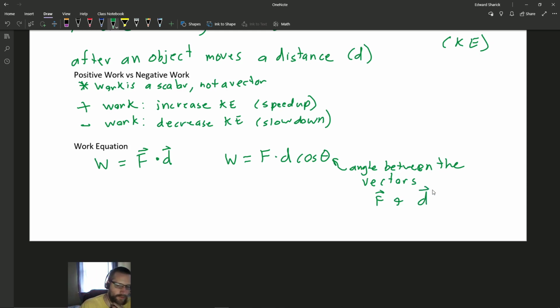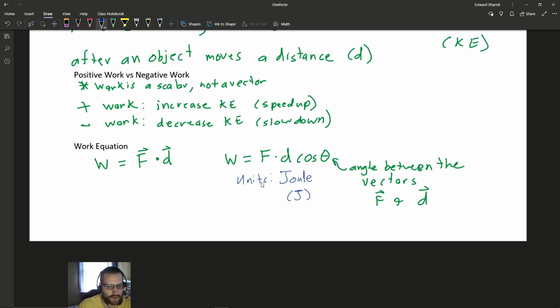Okay. Now the units for work. Our units are going to be something referred to as a joule, which we'll use the abbreviation J for. All right. I think that's it for this page.